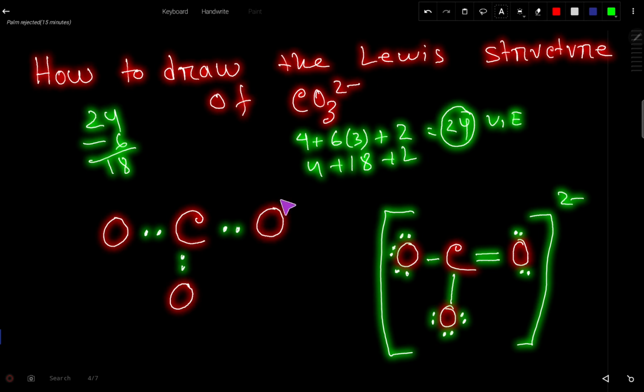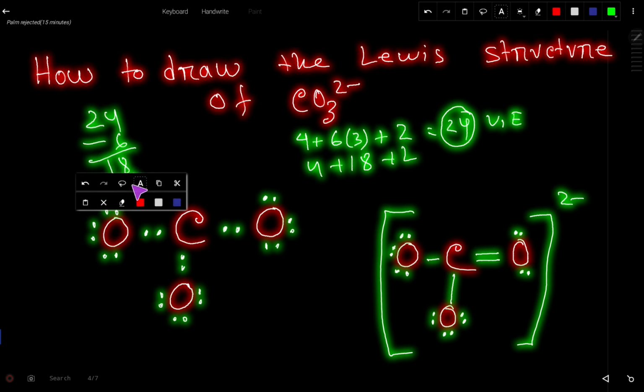Look, to satisfy the octet of the outer atoms first, this oxygen has 2, so it needs 6. This oxygen also needs 6, and this one also needs 6. So 6, 6, 6 makes 18. So we have used all the valence electrons, right? 18.